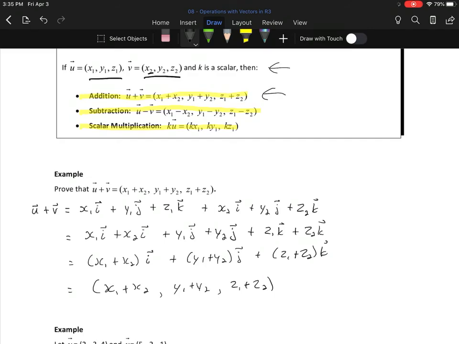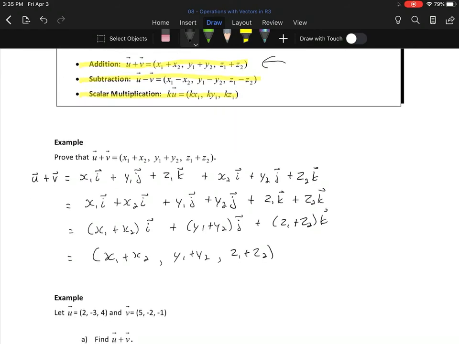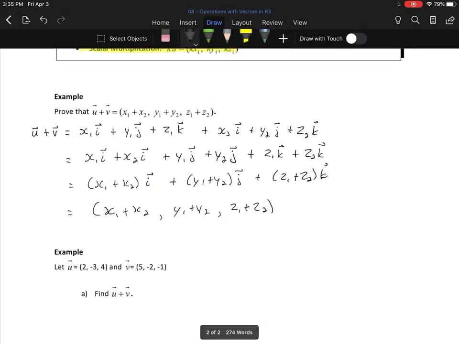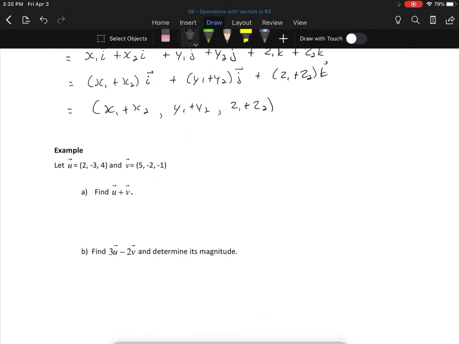To do this geometrically can be done, but it's very, very challenging. It might even be intuitive, but the i's, j's, and k's really streamline the procedure and make it very easy to do these kind of proofs. Anyways, to actually do the operation, it says find u plus v here, u plus v, add the x's, 7, add the y's, -5, add the z's, 3. So nice. You just do the same thing with the z that previously we did with the x and y.